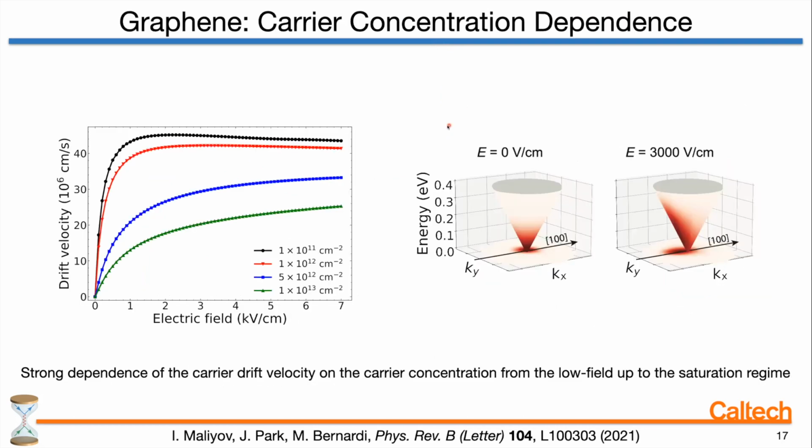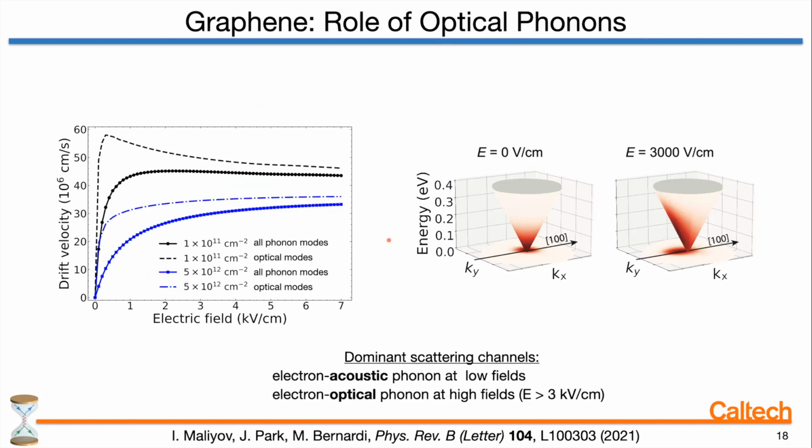Okay, so I think I might skip the case of graphene. Mentioning just one point here: in graphene, the drift velocity is very sensitive to the carrier concentration, so we can reproduce that well. And one point I wanted to emphasize here is that we are able to split the acoustic and optical phonon contributions. For example, here your black curve is the all-phonon curve, where we trace the drift velocity as a function of electric field, and all of the electron-phonon modes are involved.